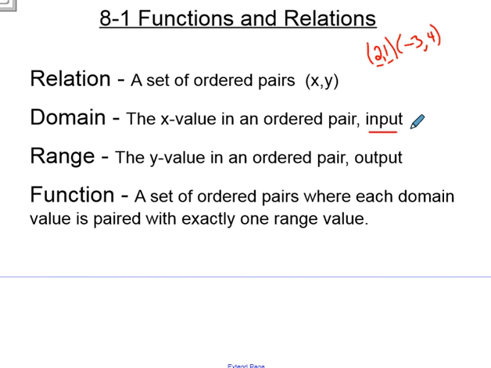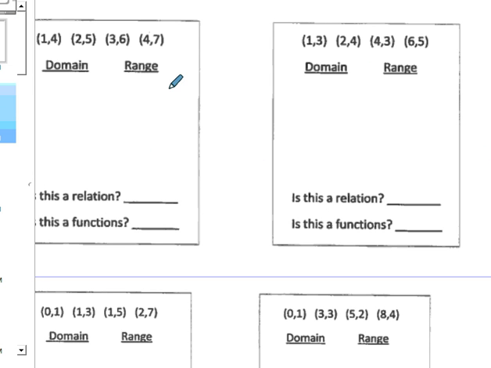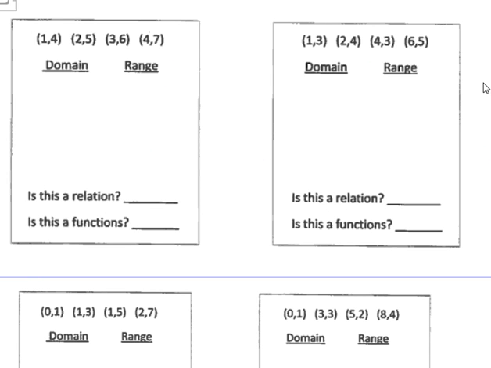Next we get to function. This is the more difficult one of the 4 that we're going to talk about. This is a set of ordered pairs where each domain value is paired with exactly one range value. So we're talking about a relation because it's a set of ordered pairs, but it's a specific relation. So every set of ordered pairs is a relation, but only some of them are actually functions. So I think the best way to understand this, where each domain value is paired with exactly one range value, is just to do some examples.